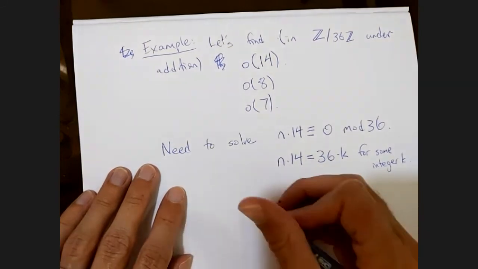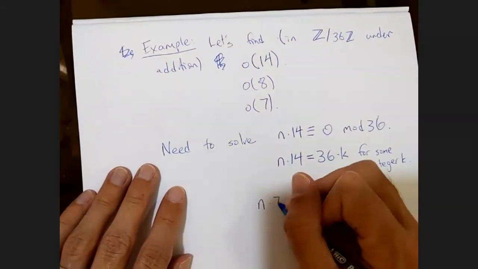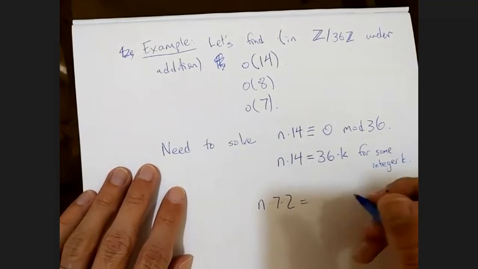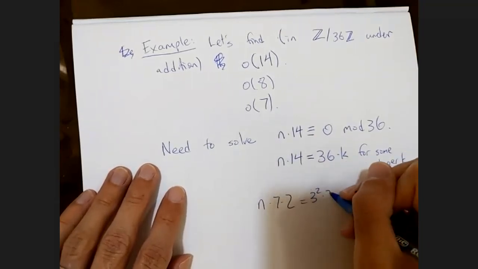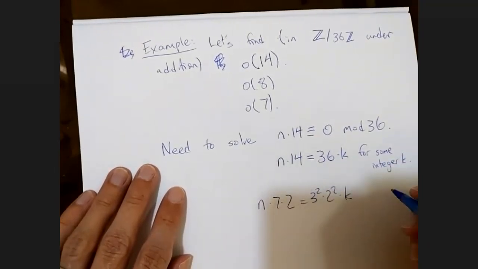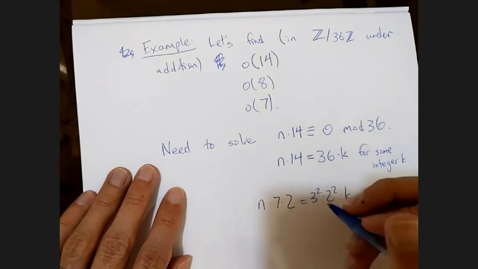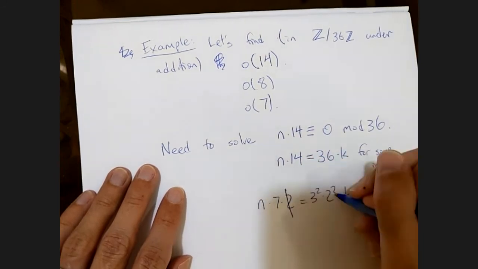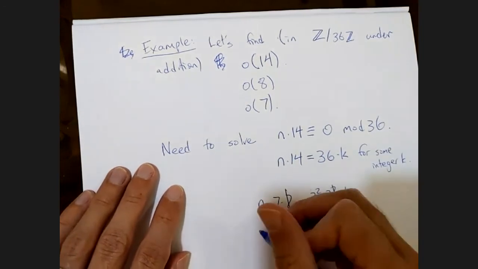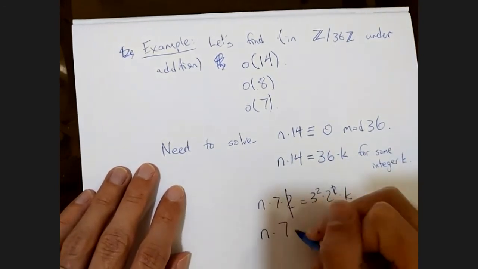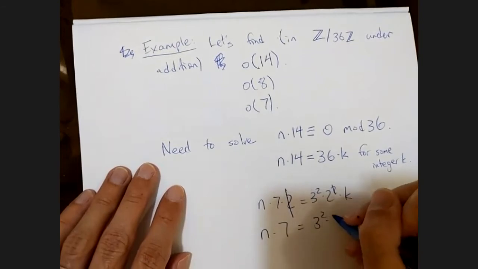Now, what does that mean? We need to solve n times 7 times 2 is 3 squared times 2 squared times k. Now, when we solve this question, of course, we can cancel off a 2 from both sides. So now we need to solve n times 7 equals 3 squared times 2 times k.